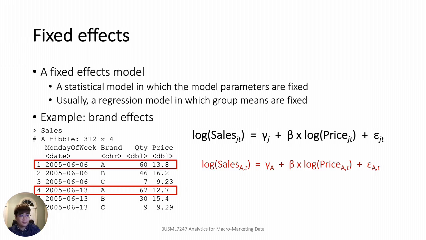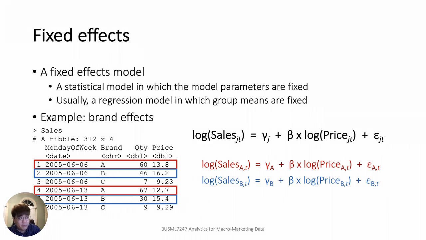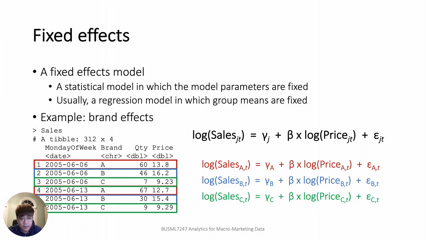What does that mean? For brand A, its baseline coefficient is gamma A. For brand B, its baseline coefficient is gamma B, which is different from gamma A. For brand C, its baseline coefficient is gamma C, which is different from gamma A and B. Across the brands, price effect is common, but each brand has its own mean or baseline level of its sales.